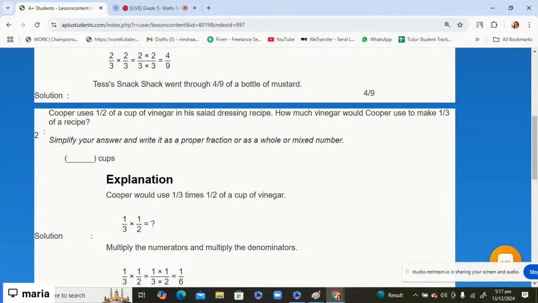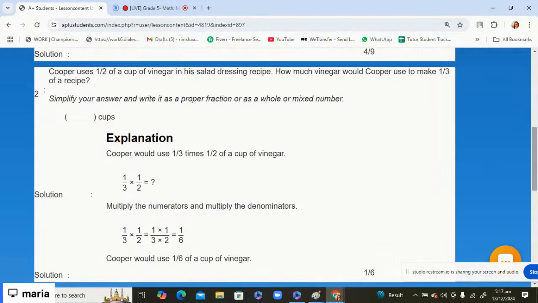Now, look at here this second question. In the second question, they are saying that Copper uses 1 by 2 of a cup of vinegar in his salad dressing recipe. How much vinegar would Copper use to make 1 by 3 of a recipe? Okay, first, Copper uses 1 by 2 of a cup of vinegar. Then, how much vinegar would he use to make 1 by 3 of a recipe? So, 1 by 2 times 1 by 3. It's just a simple multiplication.